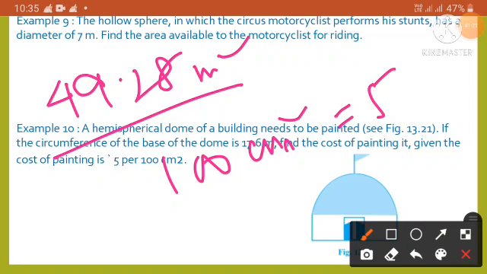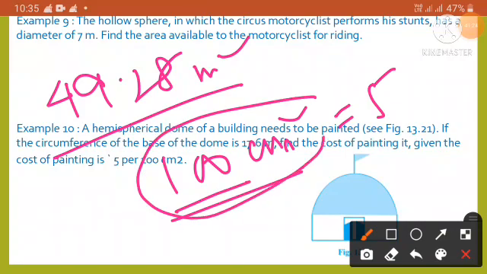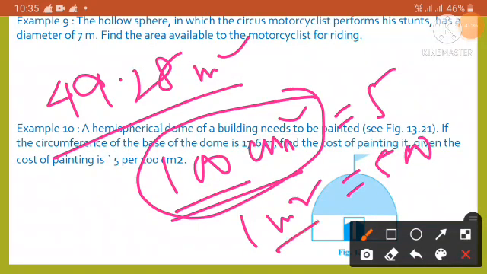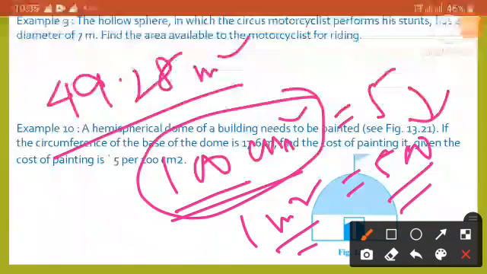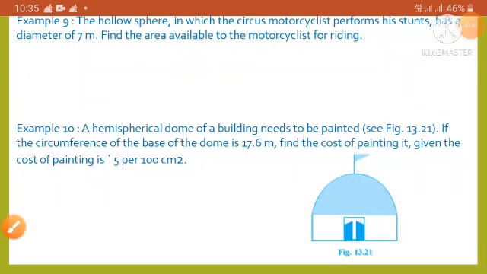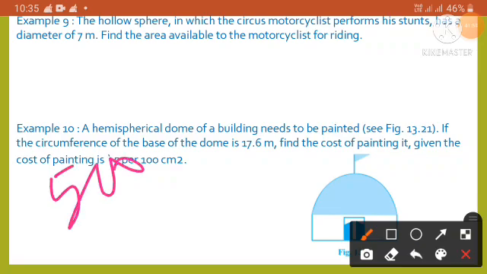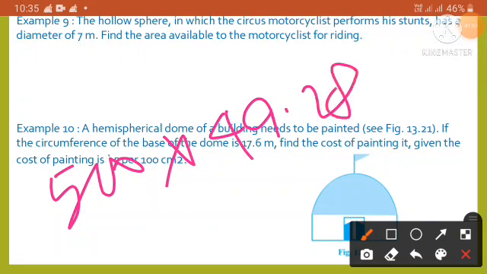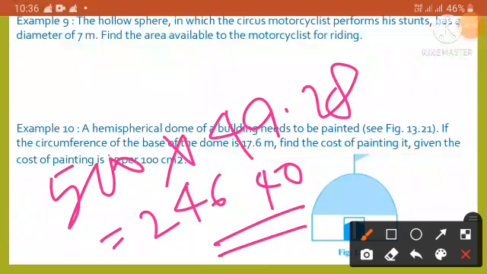Now in the question, cost of painting 100 centimeter square is 5. Okay. So we can say that 1 meter square is equal to 500. So the cost of painting of 1 meter square will be 500, you can say from this sentence. Therefore the cost of painting the whole dome will be 500 into the curved surface area of the hemisphere, that will be 500 into 49.28. It is equal to 24640 rupees.